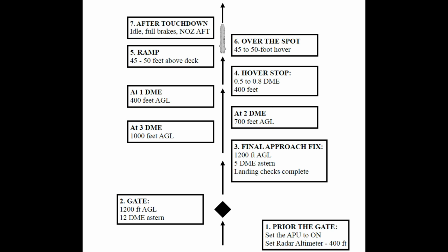At 0.5 to 0.8 nautical miles DME we can put the nozzles into hover stop, maintaining 400 feet. At the ramp you need to be 45 to 50 feet above the deck, and then over the spot 45 to 50 foot hover, and then after touchdown the usual, straight to idle, full brakes and nozzles aft.